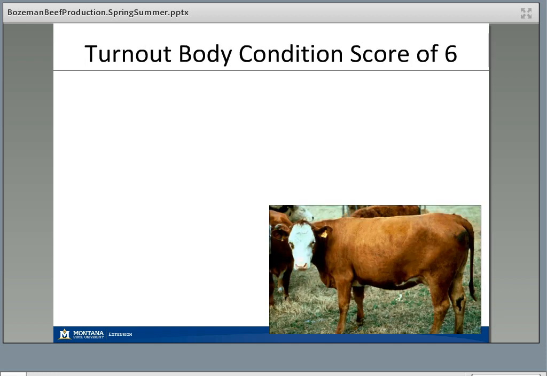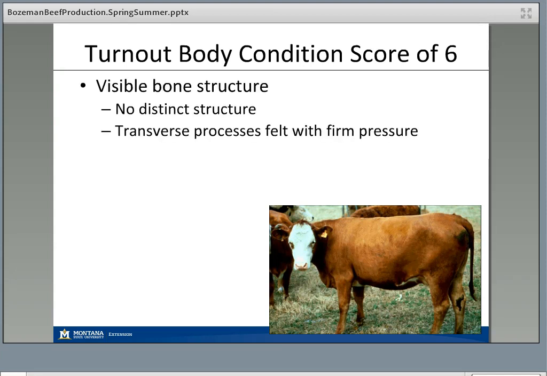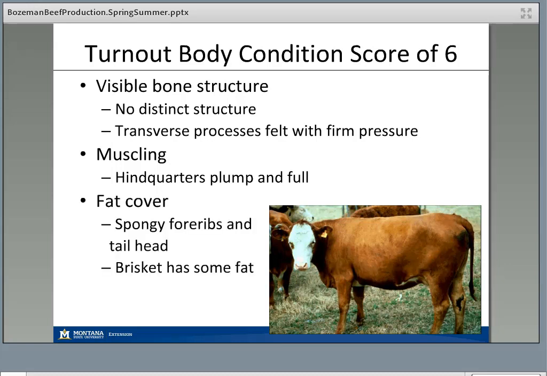So we're going to want those bulls at a turnout body condition score of 6. I don't have any good bull condition score pictures, so you're going to have to bear with me on this cow. With a 6, we want no distinct bone structure that we could see. If we were to feel along the backbone, we could feel the transverse processes, but we'd have to push pretty hard. We're going to have full muscling throughout, down the hind quarter, quite full. And then we start to see fat cover become spongy on the foreribs and in the tail head, and the brisket is starting to fill with fat.